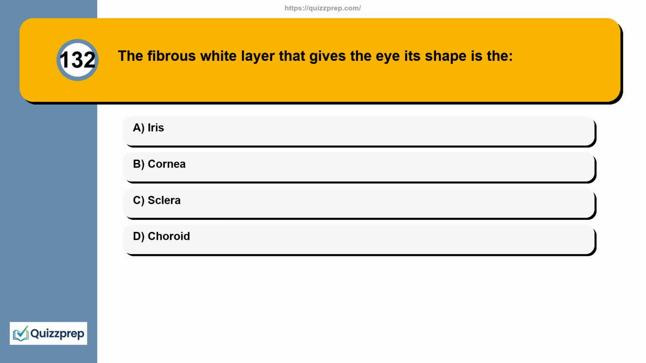Question 132. The fibrous white layer that gives the eye its shape is the: option A, iris. Option B, cornea. Option C, sclera. Option D, choroid.